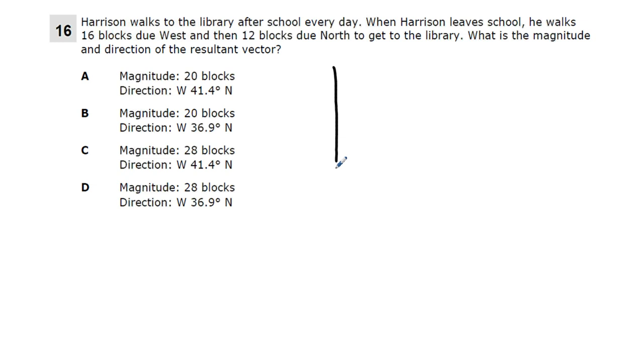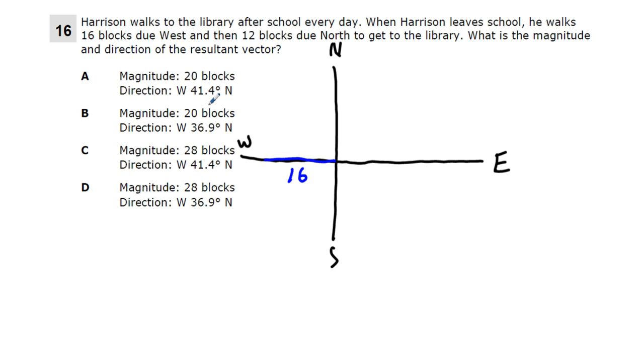So we come like this. Harrison is walking in a direction, so we can just set this up: east, north, west, south. Harrison is going 16 blocks due west, so this is going to be 16 right here. And then 12 blocks due north. So here we have 12 north. Okay, so we want to have this angle here and this distance.